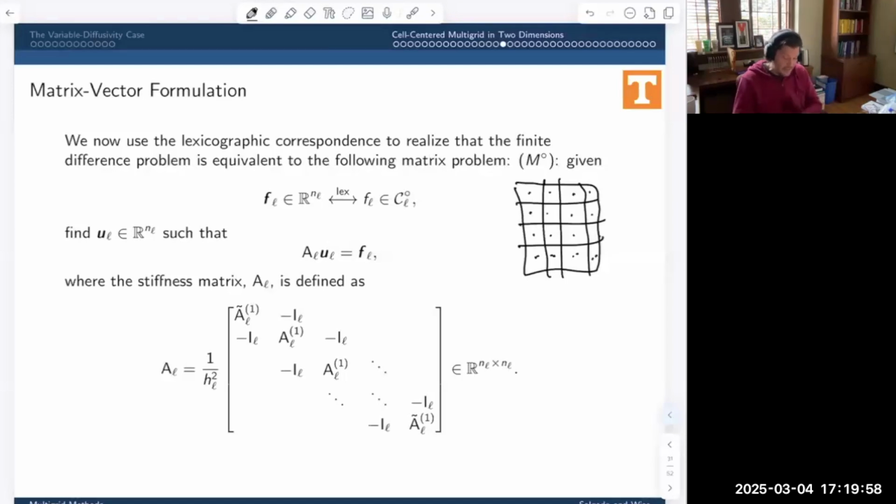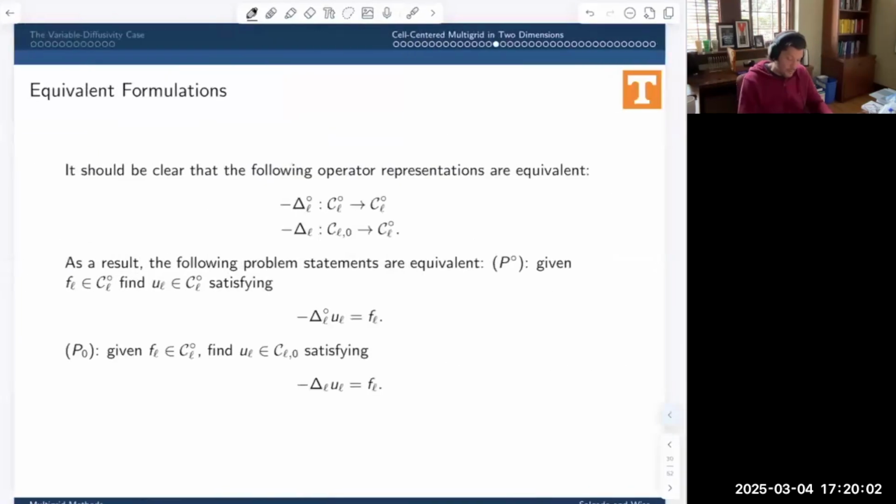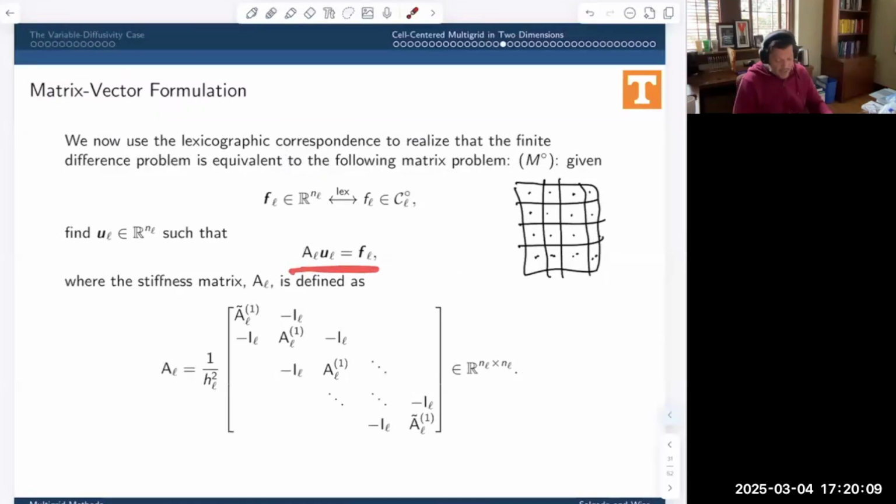And it just so happens if I use that lexicographic mapping, that I can turn these NL equations in NL unknowns into this matrix problem, ALUL equals FL. Now, this AL is what we call the stiffness matrix, and the UL is the vector of unknowns, and the FL is what we call, generally speaking, the forcing function. The forcing function is gotten through the lexicographic mapping. I just take my grid function FL, an interior grid function, and I map it to its vector by the usual procedure. I stack the degrees of freedom like this, to produce a vector of length 16.